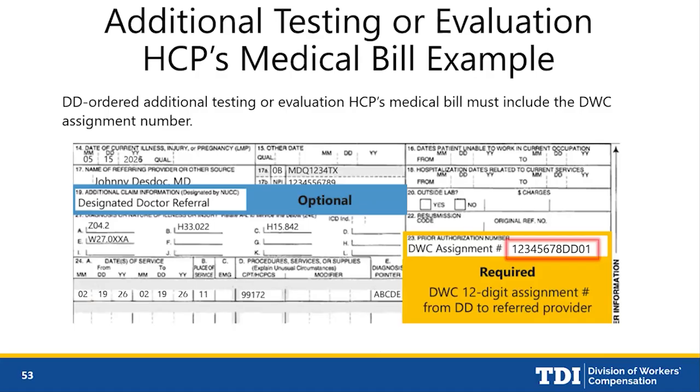So here's an example of a CMS 1500, and this is the testing doctor, or maybe it's a hospital or some other clinic, like a physical therapy clinic. This is what it would look like in the middle portion of that CMS 1500. Field 19, this is a free text field, and you could absolutely put designated doctor referral in there. It's an optional field, but really what's going to be a big flag to the carrier that this is associated with that designated doctor exam is the DWC assignment number. And it should go again in that box 23.